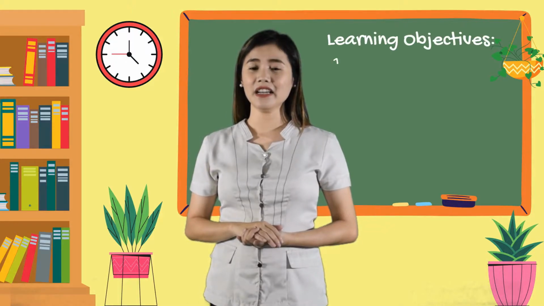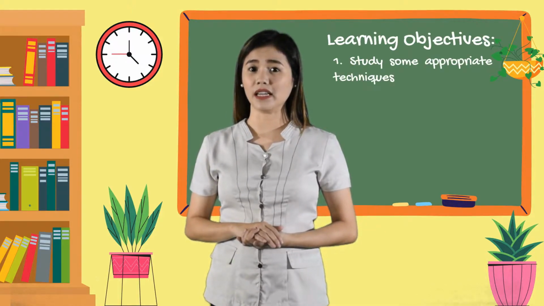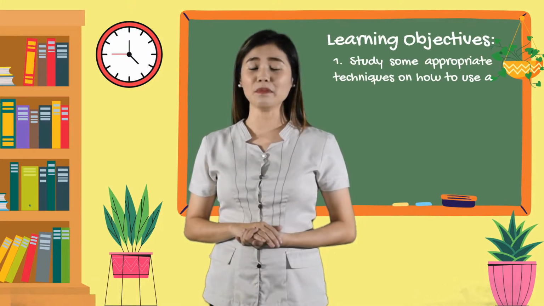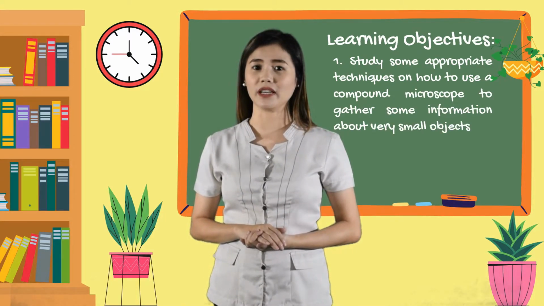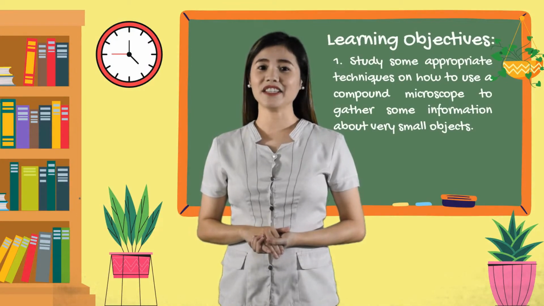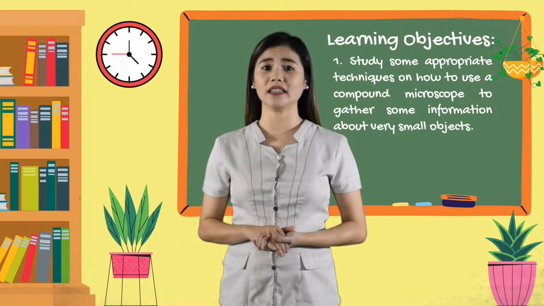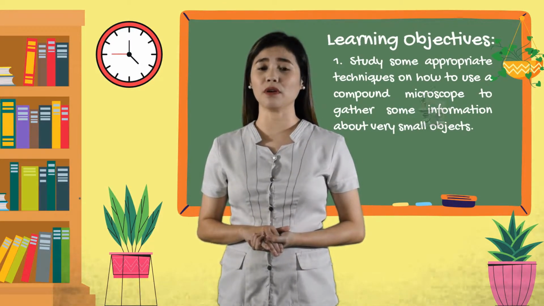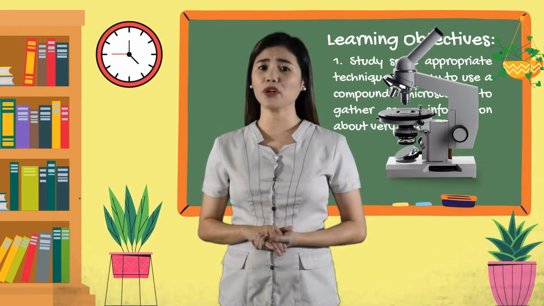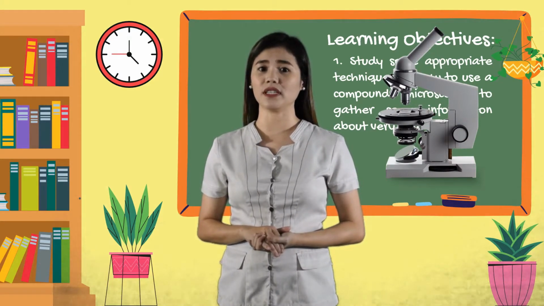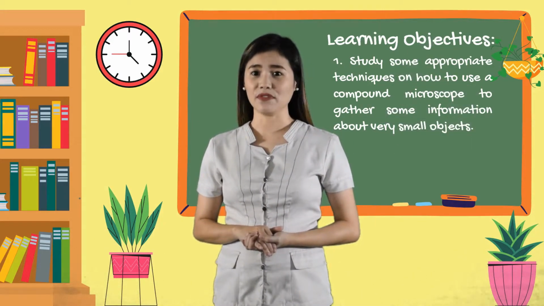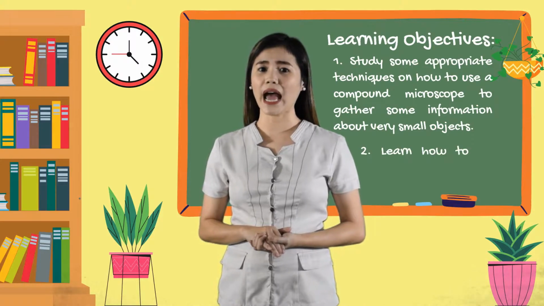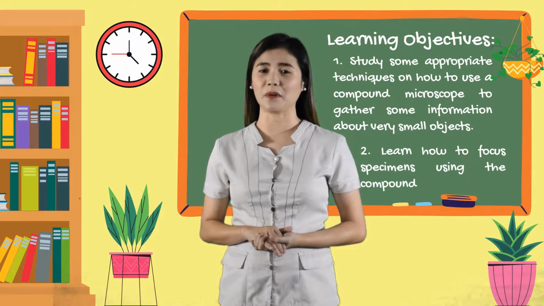In this lesson, you will study some appropriate techniques on how to use a compound microscope to gather information about very small objects. The lessons include various activities that will guide you on how to use a compound microscope whenever opportunity allows you to physically visit your school laboratory or your science classroom to conduct hands-on practice. Specifically, you are expected to learn how to focus specimens using the compound microscope.